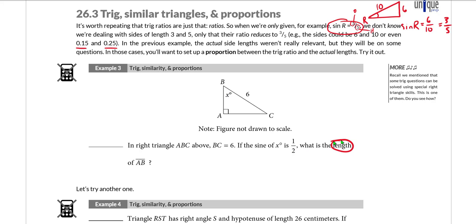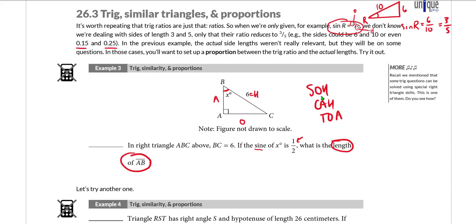And they want the length of AB. The length of AB. Okay, so right off the bat, let's write down SOHCAHTOA. And they're talking about the sine of this angle here. Let's label our sides. This would be the opposite side, the side opposite x. This would be the adjacent side, and the 6, as always, would be the hypotenuse.